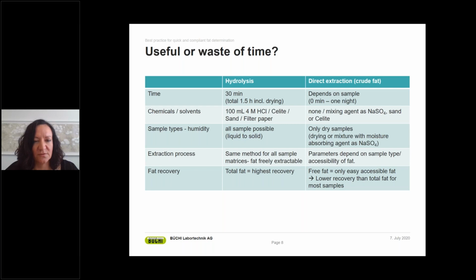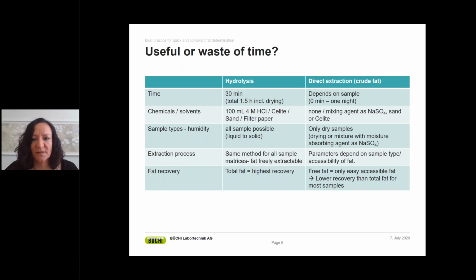This is one of the major advantages of the hydrolysis, that actually the samples can also be liquid or moist. It does not matter how dry they are. So you can really use all the samples for the hydrolysis. For direct extraction, as I explained, you have to dry them either with a sample pre-treatment or with drying beforehand. The extraction process after the hydrolysis step is the same for all sample matrices. So it does not matter if before the sample was a cookie or a piece of meat or whatever, the same extraction method can apply because all the matrix effects of the samples are neutralized in the hydrolysis step.